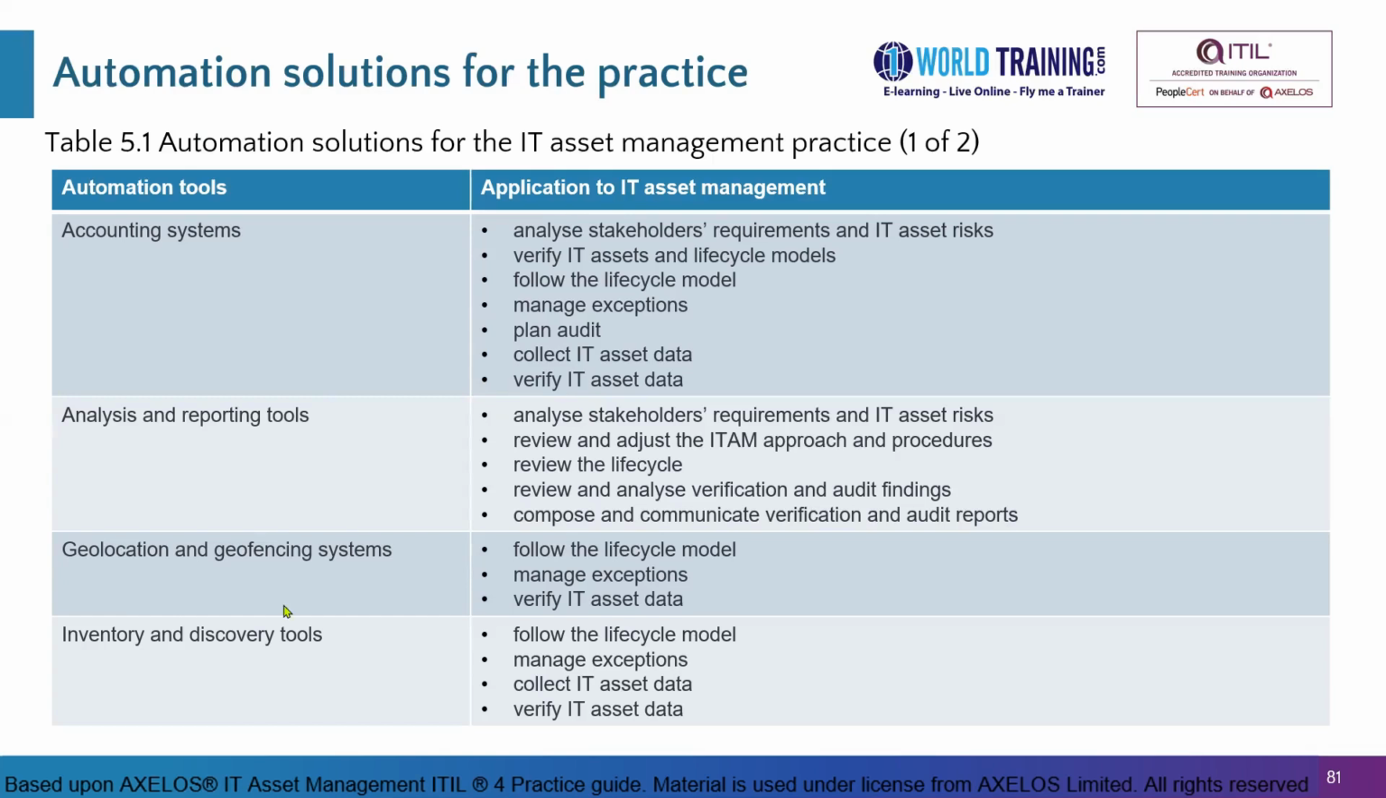The geolocation and geofencing systems ensure that the IT assets are kept in a secured facility. For example, if they are moved out of a secured area, the sensors will trigger alerts and the practitioners will be aware that a certain IT asset is being moved. Therefore, we can say it is useful for following the lifecycle model activity, to manage exceptions, and to verify the IT asset data with respect to their location and so on.